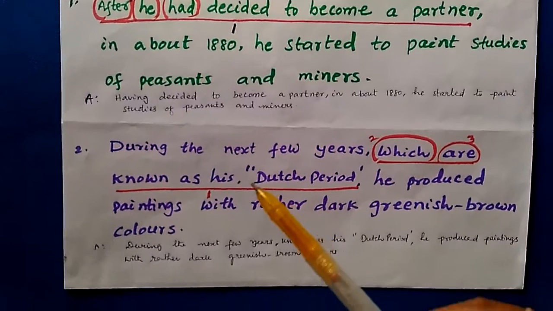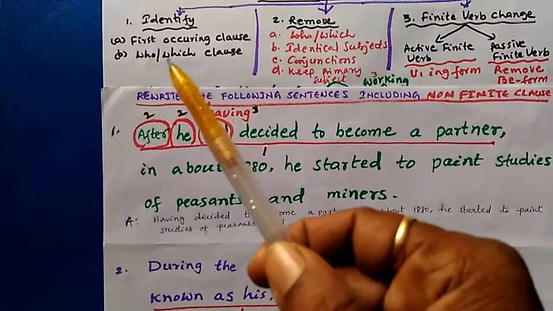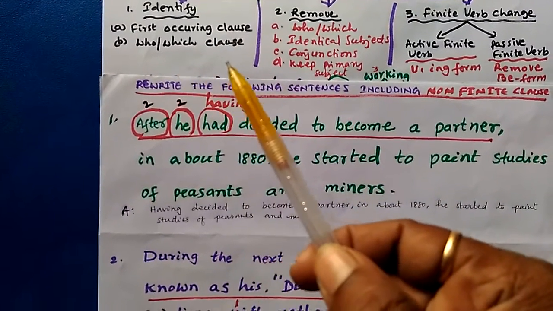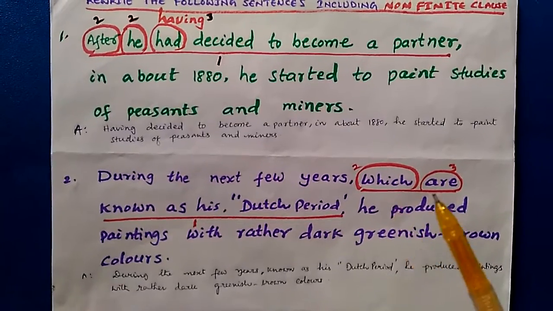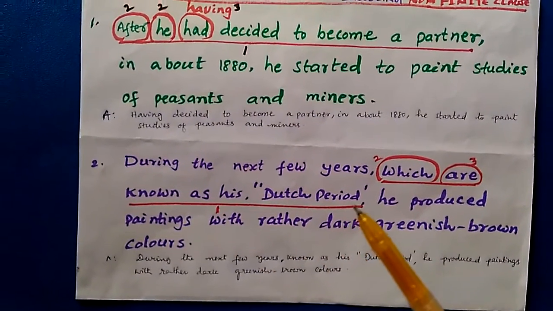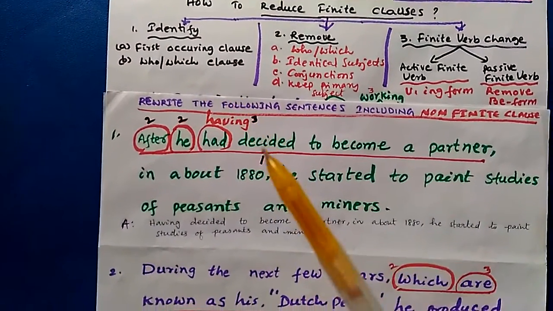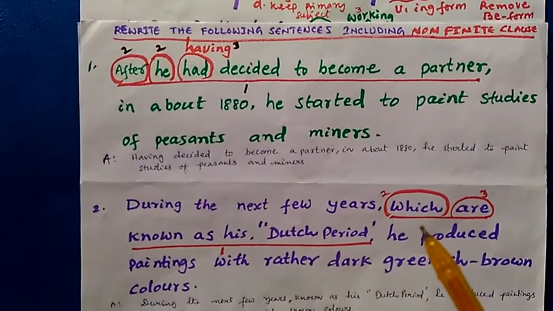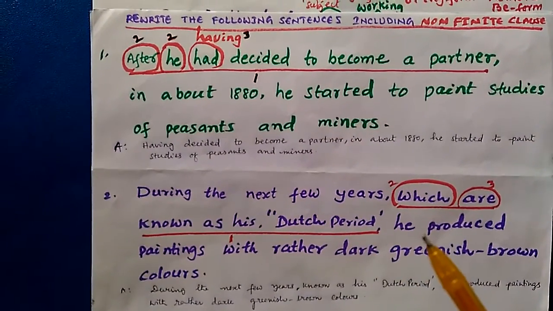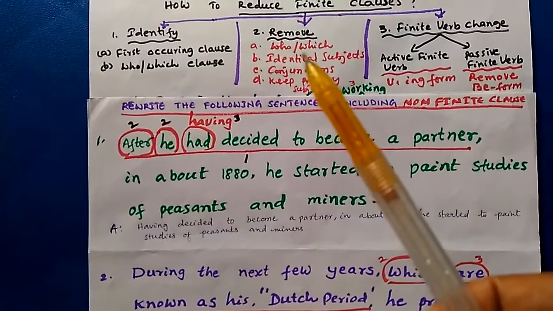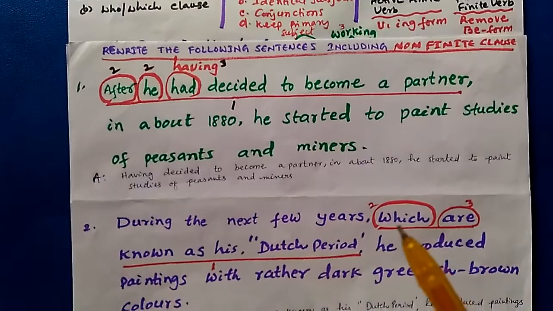And next example. In this example, first we have to identify the first occurring clause as well as relative clause. Here it is the clause which are known as is dash period. So here this is who or which clause or relative clause. So first rule is the identification of the relative clause or first occurring clause. And the second step is that we have to remove who or which, the relative pronouns. Here the relative pronoun which is removed.